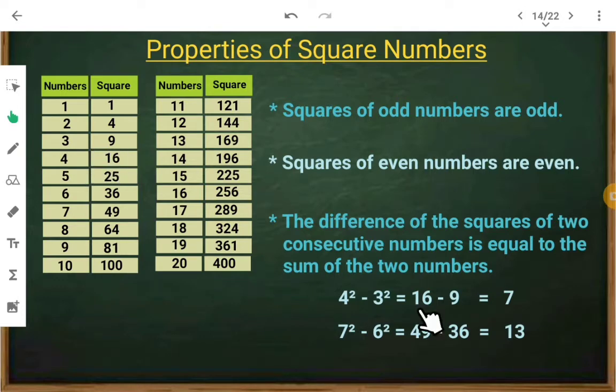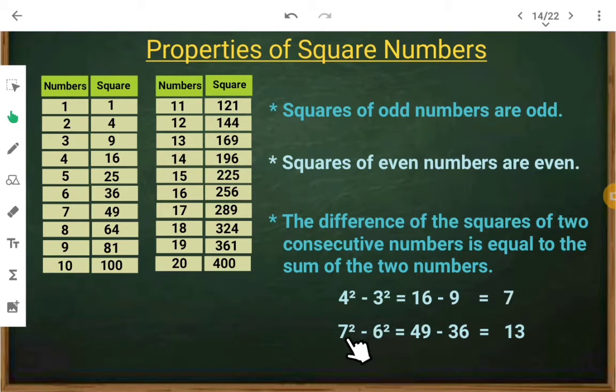The difference between 16 and 9 is 7. If you add these numbers 4 and 3, what will you get? 7. Yes, that means you need not find the squares and then subtract. If they are asking the difference of the squares of consecutive numbers, you just add the numbers alone. It will give the difference.